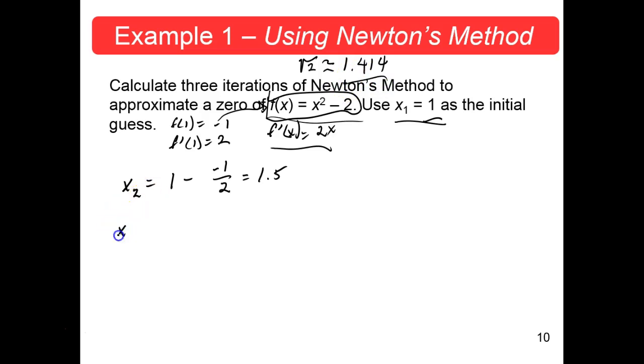Okay, so let's do x sub 3. What's going to be your previous value? 1.5 minus. Now, we're going to plug that 1.5 into f of x. So f of 1.5 is 1.5 squared minus 2. Anyone know what 1.5 squared is, by the way? I think it's 2.25, isn't it? 15 squared is 225, if my memory's right, okay?